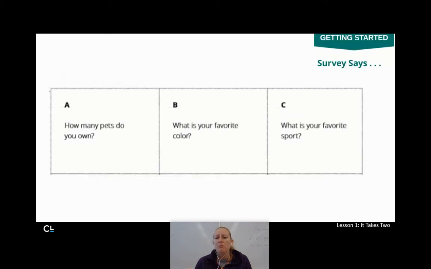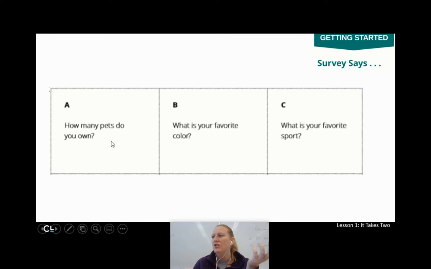So in your book, toward the end of the lesson, there's a page that they want you to cut out. We're not cutting it out. We're not going to do that. We're just going to talk about this for a minute. We're going to talk about what kind of answers people would give. Like if I give out a survey with all of these questions, what kind of answers would people give, right?